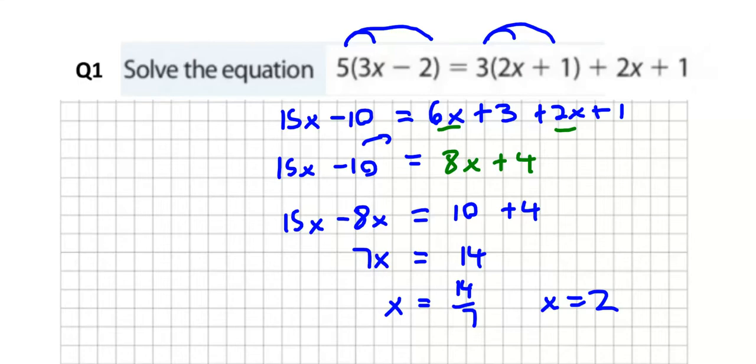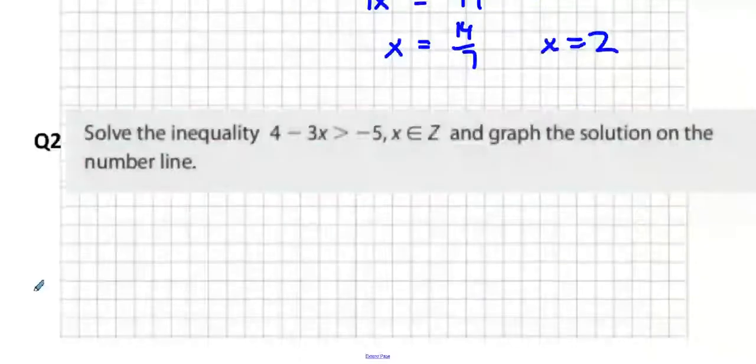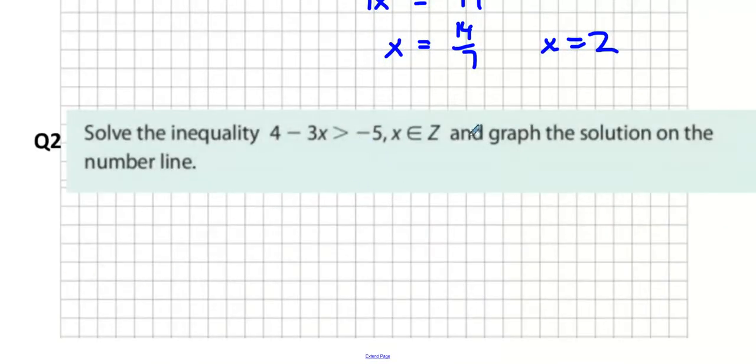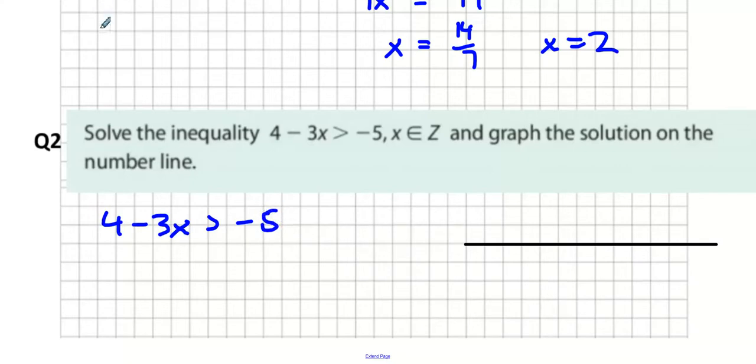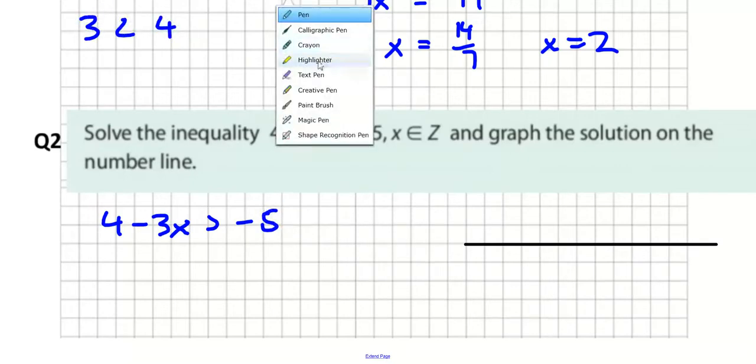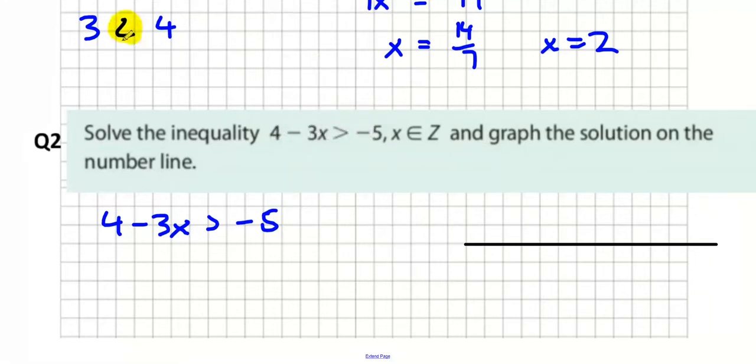Now, guys, question 2. It's an inequality, which means at the very end, we're going to have a number line, okay? Lads, there's 2 rules when it comes to inequalities, okay? The first one is 3 is smaller than 4. The crocodile's mouth always aims to the larger meal.